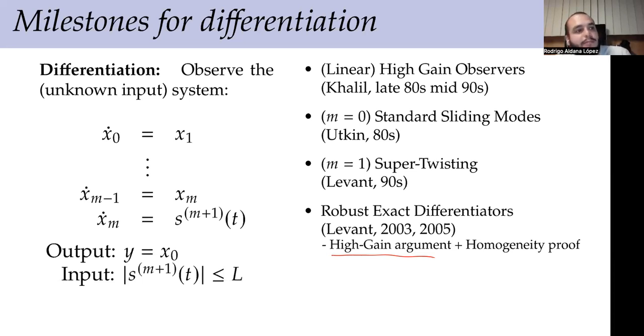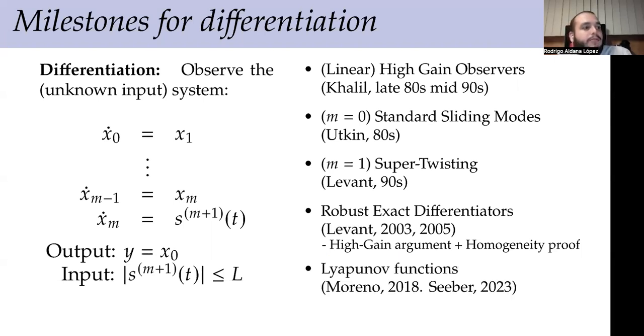And what's interesting to me is that in this proof, you can show that there exist some sufficiently big gains that make this algorithm work. But up to this point, you have to find them by simulation, okay? Until the point in which you have Lyapunov functions, which introduce more systematic rules for the gains, right? So this is, let's say, the milestone for differentiation.